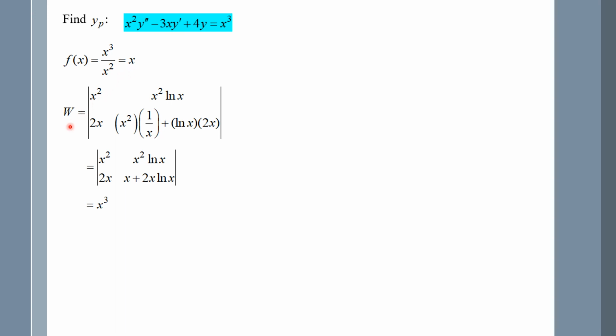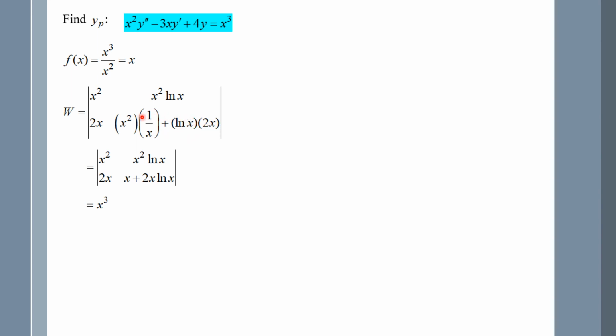After this, we are going to evaluate W, the Wronskian of the two functions that we have determined in the yc. So y1 is x squared and y2 is x squared ln x. To get the entries in the second row, we need to differentiate each of the functions in the first row. Differentiating x squared is simply 2x. To differentiate x squared ln x, we have to apply the product rule of differentiation. So u v prime plus v u prime. So x squared multiplied by 1 over x, plus v, which is ln x, multiplied by u prime, which is 2x.